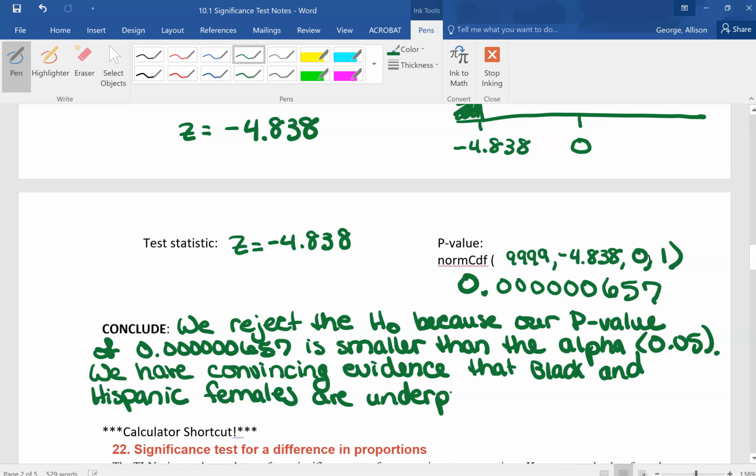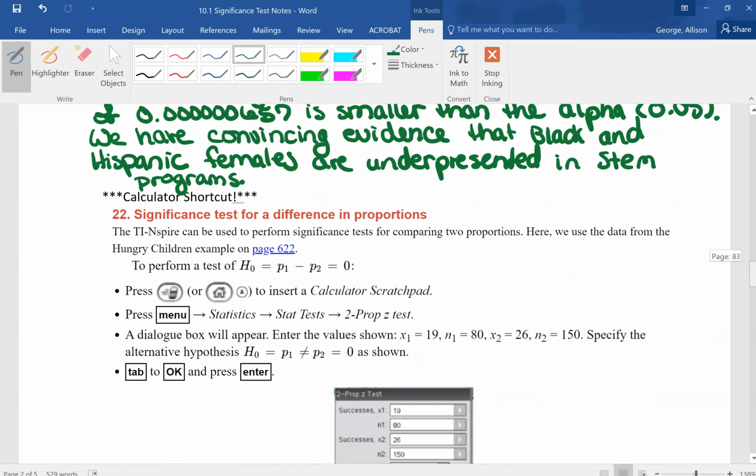Okay, so I promised you a calculator shortcut. I clipped these out of the calculator steps at the back of your textbook in the appendix. So we're going to work through it with our data from the problem we just had, but the numbers in this are working for one out of your textbook. It's an example from page 622.